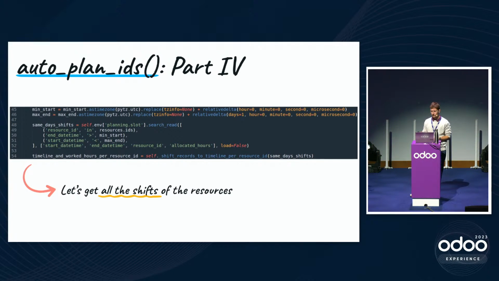From this search, we only get the start date time, the end date time, the resource, and the allocated hours of the shifts, and we save it in the same day's shifts variable in line 48. Then in line 54, we call the shift to records to timeline per resource ID method, and we pass the same day's shifts as a parameter. What this method does is return a timeline of each resource, basically what they have to do at each point in the timeline.